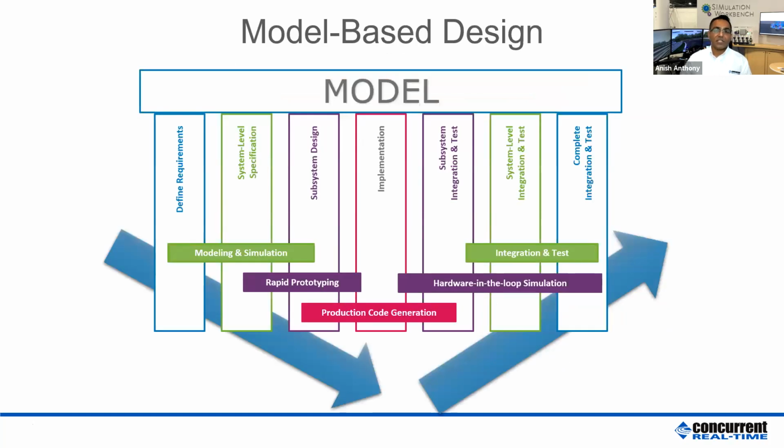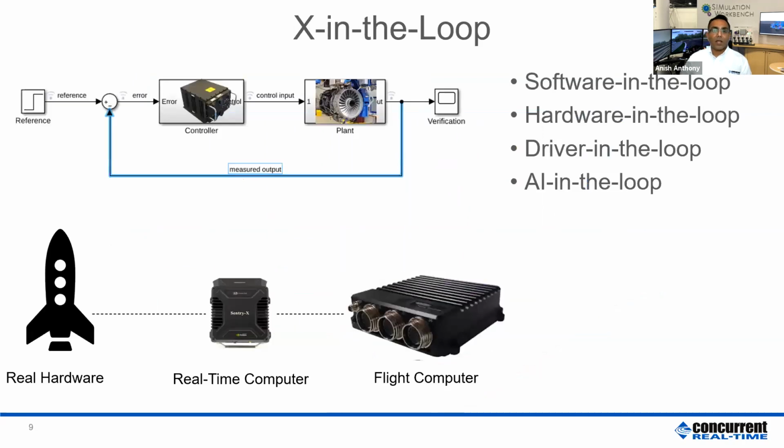Testing early, testing often, and testing enough is a huge part of the agile software development lifecycle and also of the model-based design process. You see that rapid prototyping and hardware in the loop simulations cover the design V from concept to test and validation all the way up to production. We are not limited to HIL, but X in the loop: software in the loop, hardware in the loop, driver or pilot in the loop, artificial intelligence in the loop, processor in the loop.